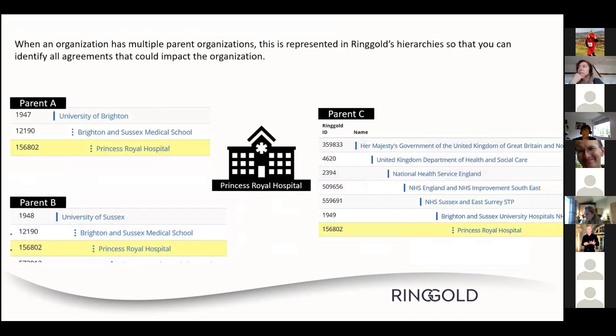And then which parent? Because if I'm an author at the Princess Royal Hospital, I've got potentially three parents: the University of Sussex, University of Brighton, and the NHS Trust. So there may be an agreement in place with any one of these parents, and that is relevant. You really need to know that if it's part of a transformative agreement or an APC waiver or discount scheme.